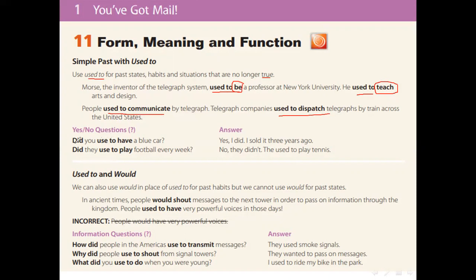We use did, used to. Did, used to plus base form. Okay? Did plus used to plus base form. For example, did you used to have a blue car? Yes, I did. I sold it 3 years ago.